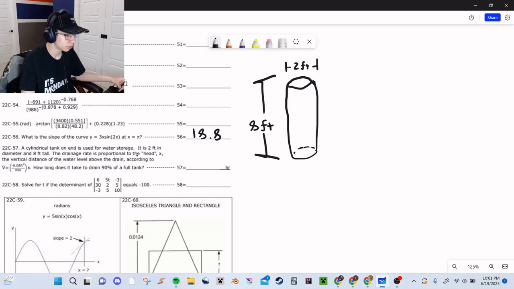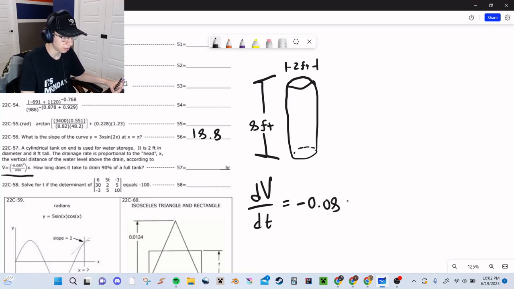The drainage rate is proportional to the head, x, the vertical distance of the water level. Or no, the head is the vertical distance of the water level above the drain. So basically it's the instantaneous height. According to this, v dot means dV/dt, the change in volume over change in time. So I'll write that dV/dt is equal to negative this times, and I'm going to put height instead of x. Now I want to know how long it takes to drain 90% of a full tank. So we have this expression here.